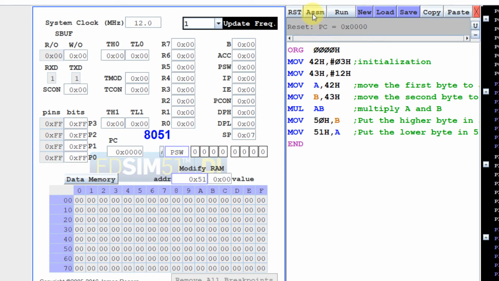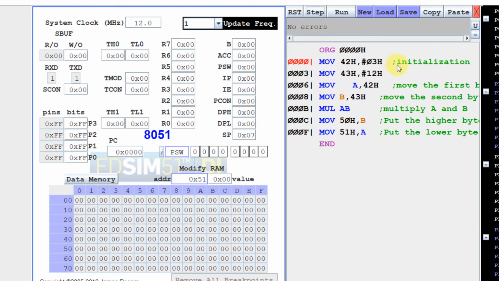So first of all we will assemble this program. All the instructions are being assembled by the assembler. Then we will execute the program step by step. First step, move the number 03 to 42H. So this is your area, 40, 41 and 42. In 42H we are putting the number 03. The next number will come over here.